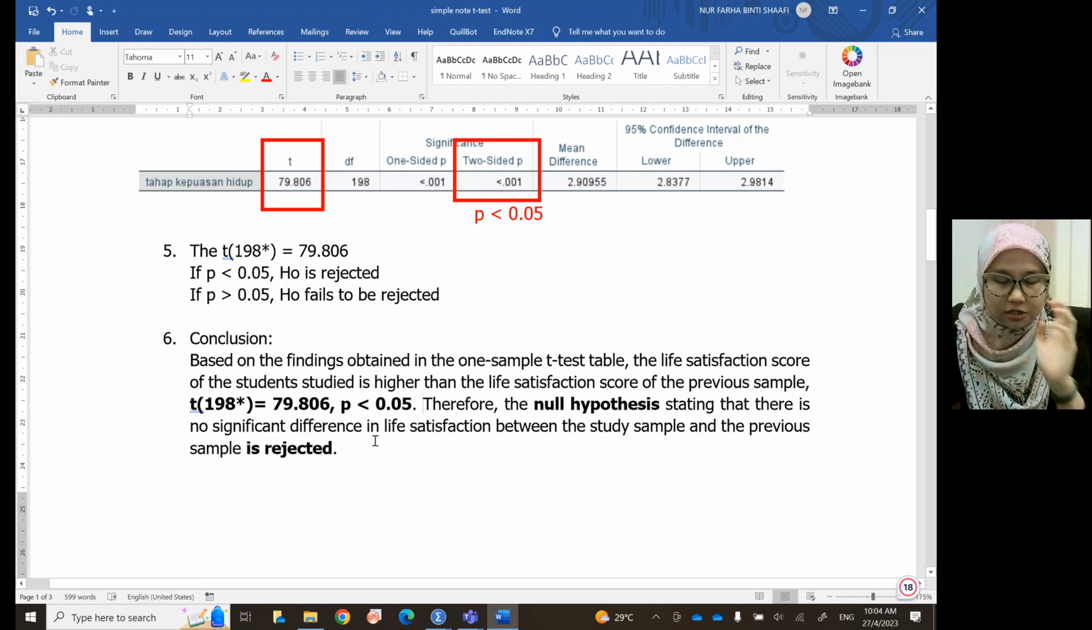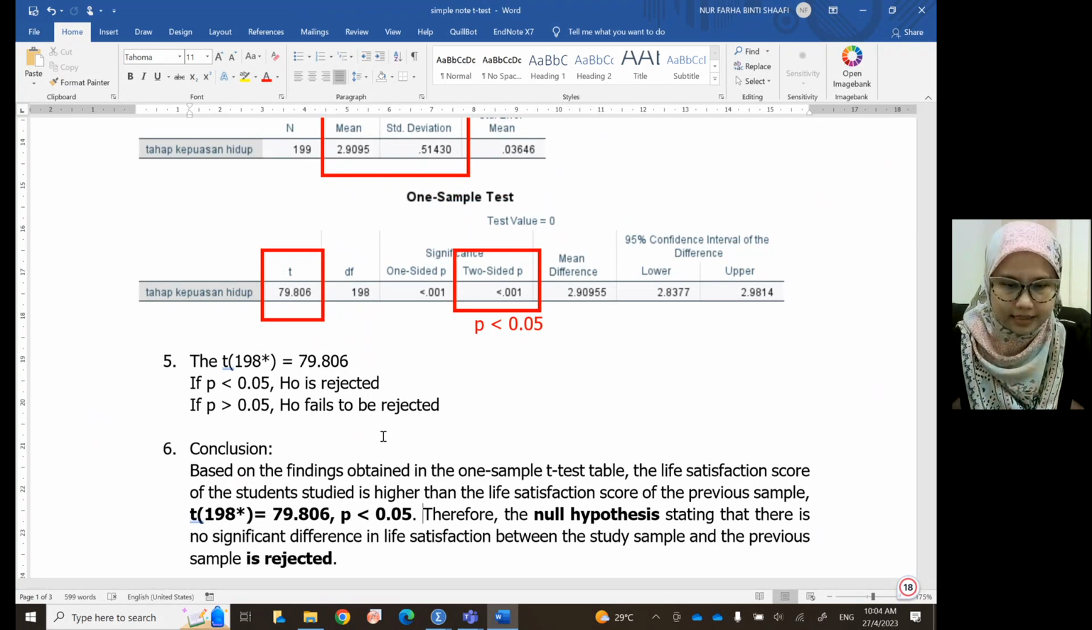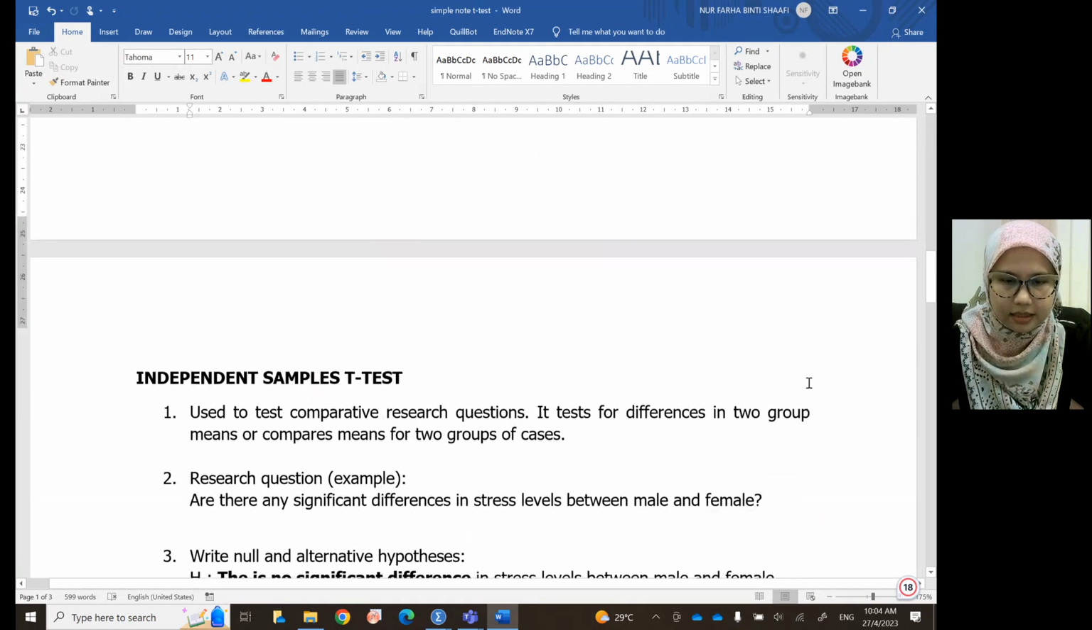But in your report, you just write in this way. All right, so this is the one sample t-test. We have another two, so we go to the next.